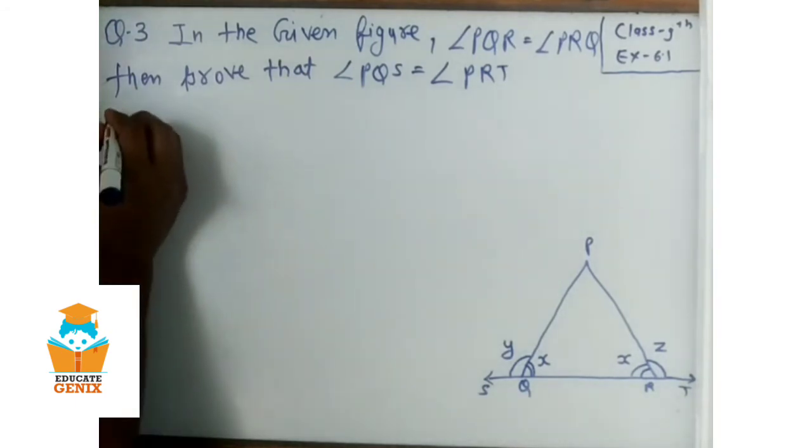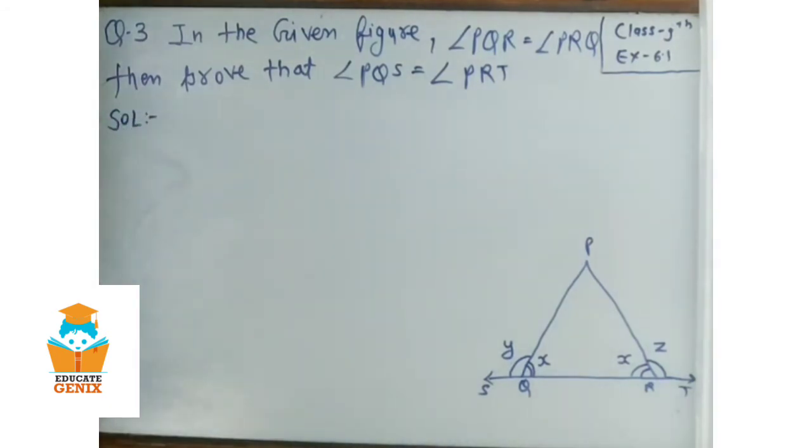Solution. As you can see in the figure, on the straight line ST, there are two points. The first one is Q. We already know that on a straight line from a given point, the sum of angles equals 180 degrees. Therefore, we can say that angle Y plus angle X equals 180 degrees.